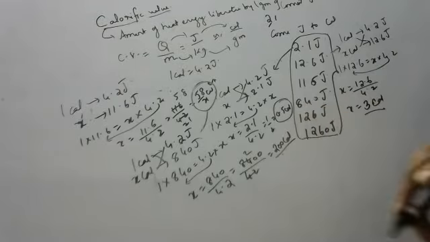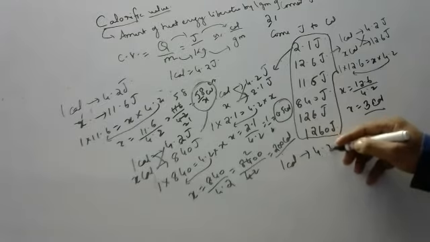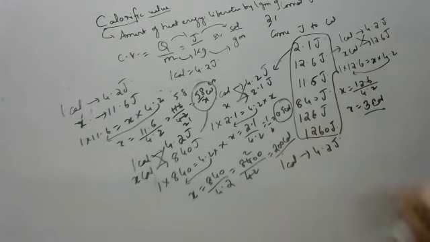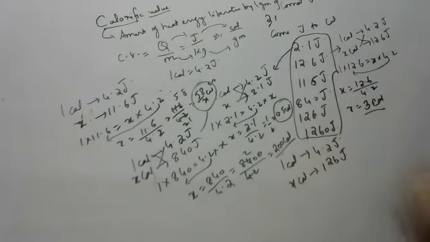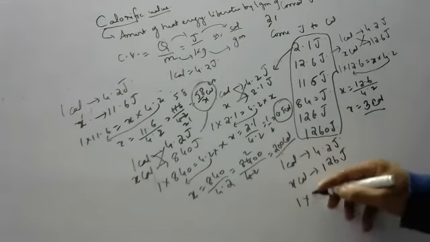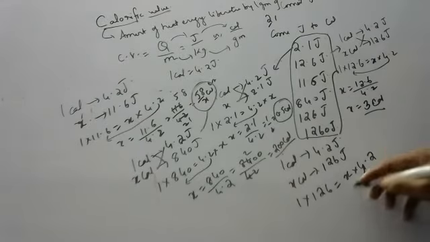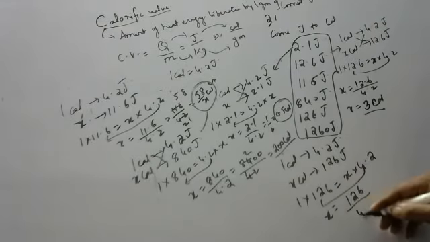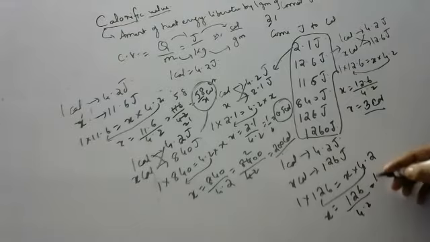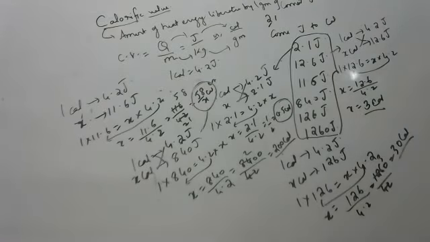Next, 126. Who will tell 126, children? Yes, tell. Sir, 1 calorie equals 4.2 joules and x is equal to 126 joules. Tell me cross multiplication. 1 into 126 equals x into 4.2. If you remove the point, children, a 0 will come. So 42 3s are 126. The answer is 30 calories. Yeah, children, like this you should do. So the remaining also like this.